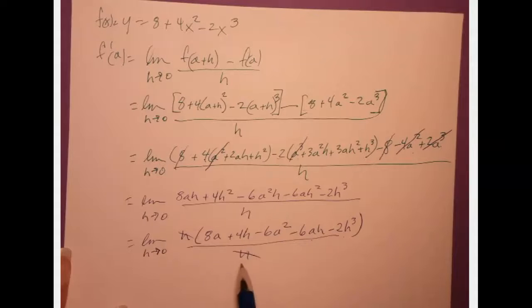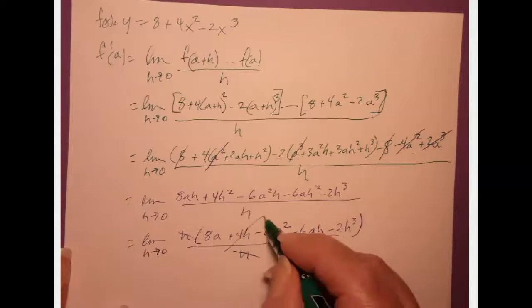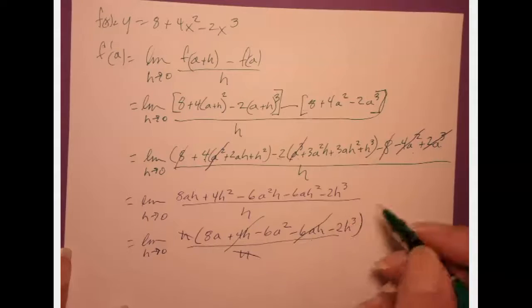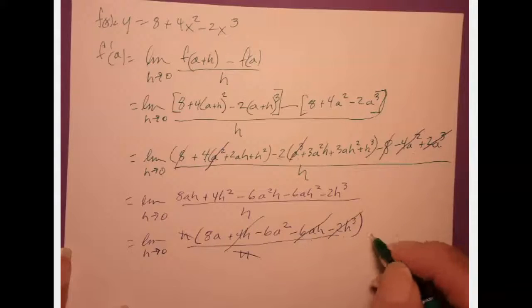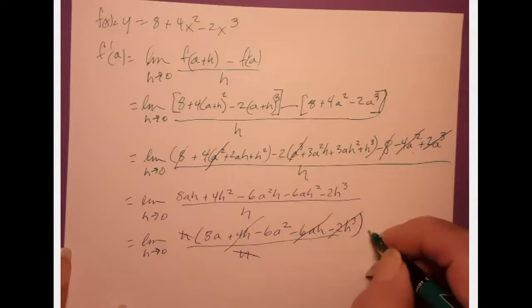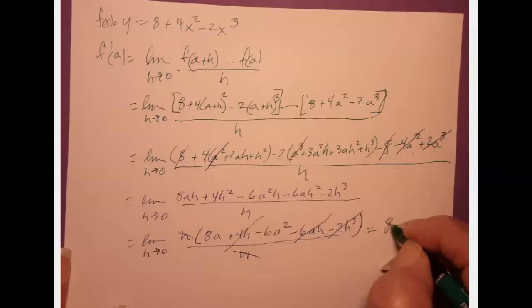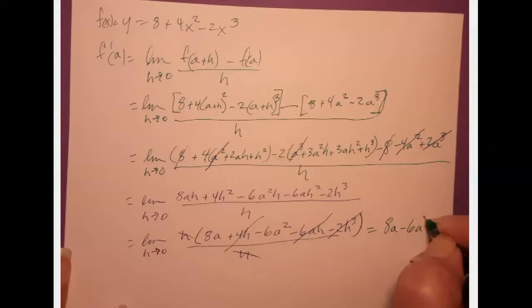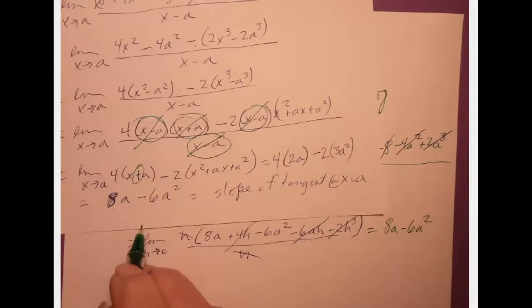So when I put 0 in for h, that means that each one of these is going away. This 4h goes away, the 6ah goes away, and the 2h cubed goes away. So I end up with 8a minus 6a squared. And I believe that's what we got in the last one. 8a minus 6a squared.